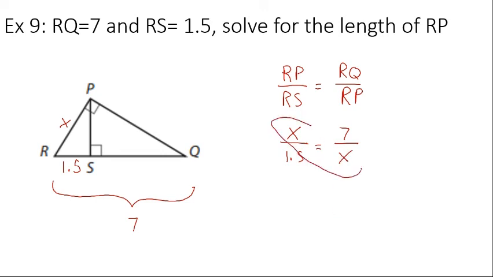Then I cross multiply right here. So X times X is X squared. And I take 1.5 times 7. And that gives me 10.5. Then I take the square root of both sides. So I get X equals the square root of 10.5, which is about 3.24.